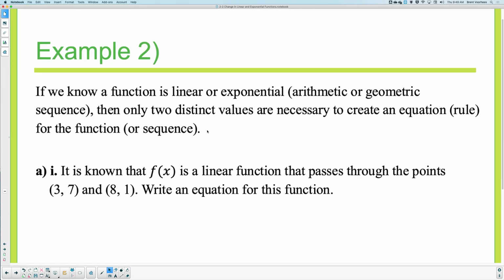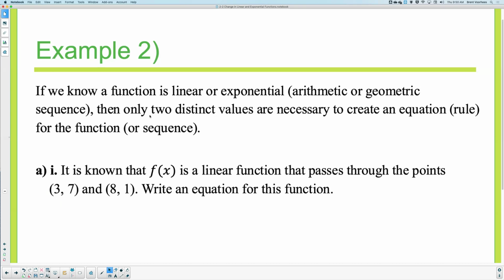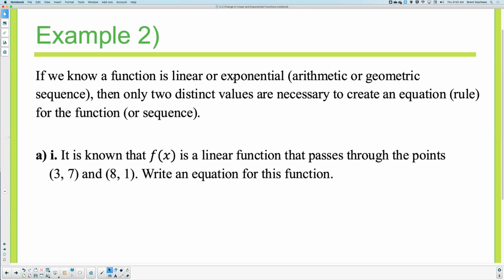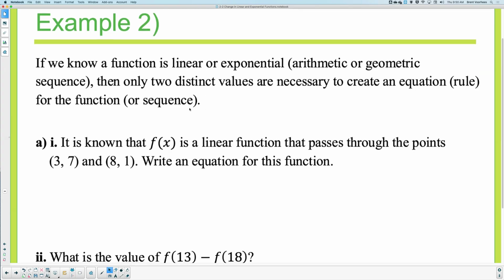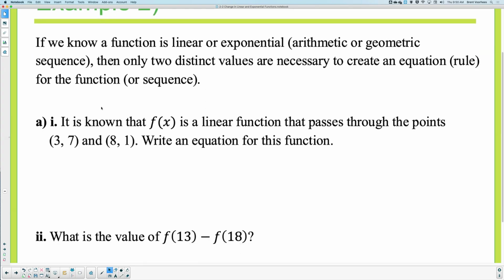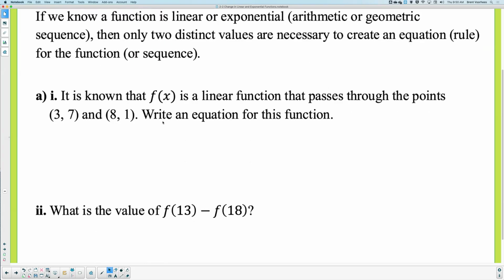Now, example 2 says this. If we know that a function is linear or exponential, then only 2 distinct values are necessary. So you only have to have 2 if you know what it is. So on A, it is known that f of x is linear. What is f of x? Linear. Okay, so we're working with a continuous linear function this time that passes through these points. Write an equation. So if you know it's linear, you don't have to do any of those checks. You just do the math.